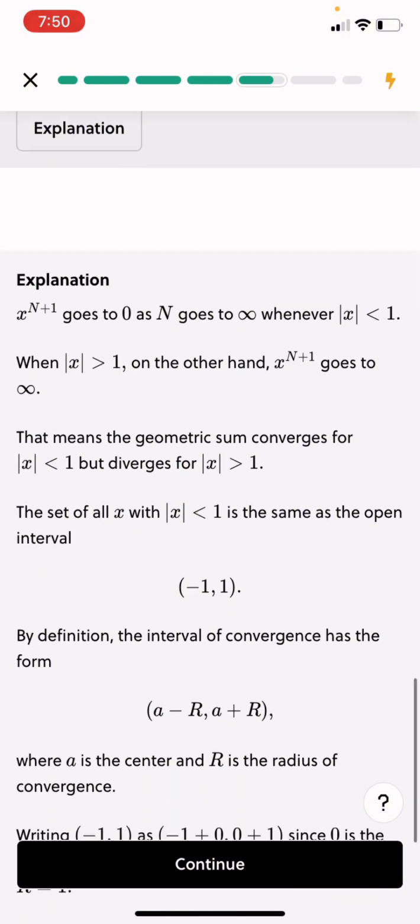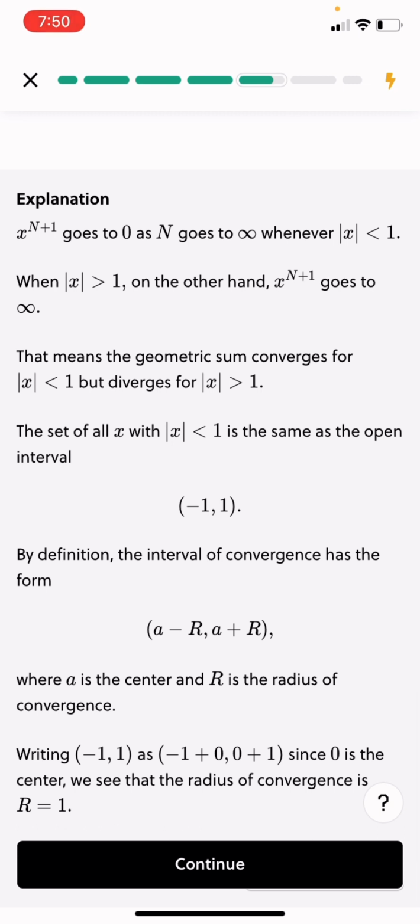So, x^(n+1) goes to 0 as n goes to infinity whenever |x| is less than 1. When |x| is greater than 1, on the other hand, x^(n+1) goes to infinity. That means the geometric sum converges for |x| less than 1, but diverges for |x| greater than 1. Okay, that makes sense. The set of all x with |x| less than 1 is the same as the open interval (-1, 1).